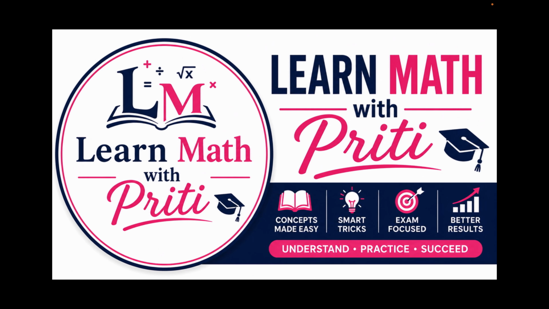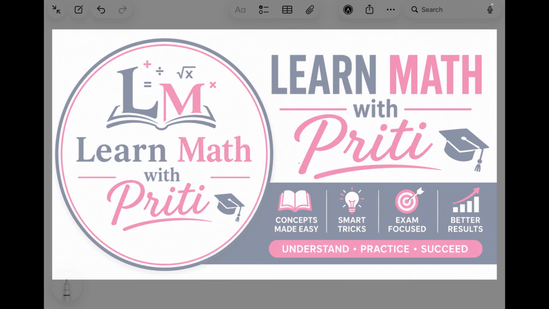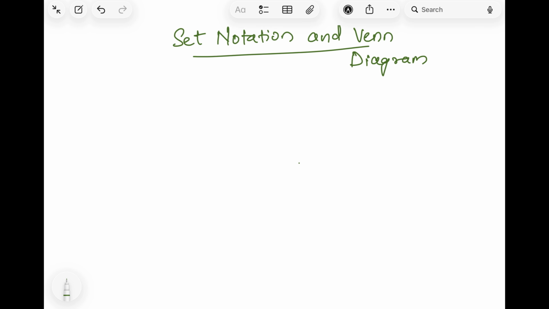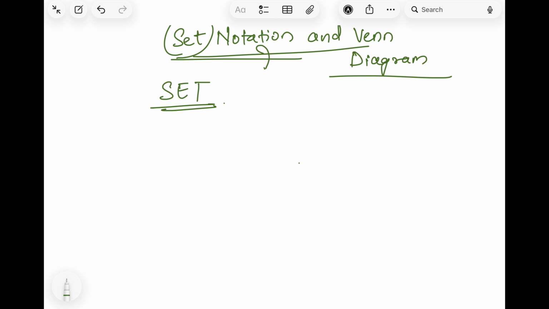The topic which we are going to study today is set notation and Venn diagram. So the topic for today is set notation and Venn diagram. Okay, so to start, we start by understanding what the topic is. So we will go with the first word in the topic. What is a set? What is the meaning of this word set?